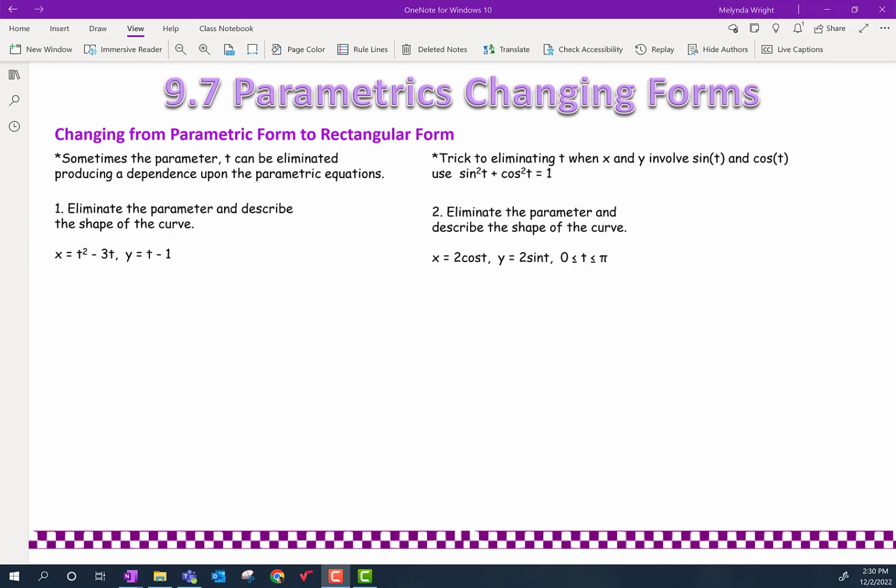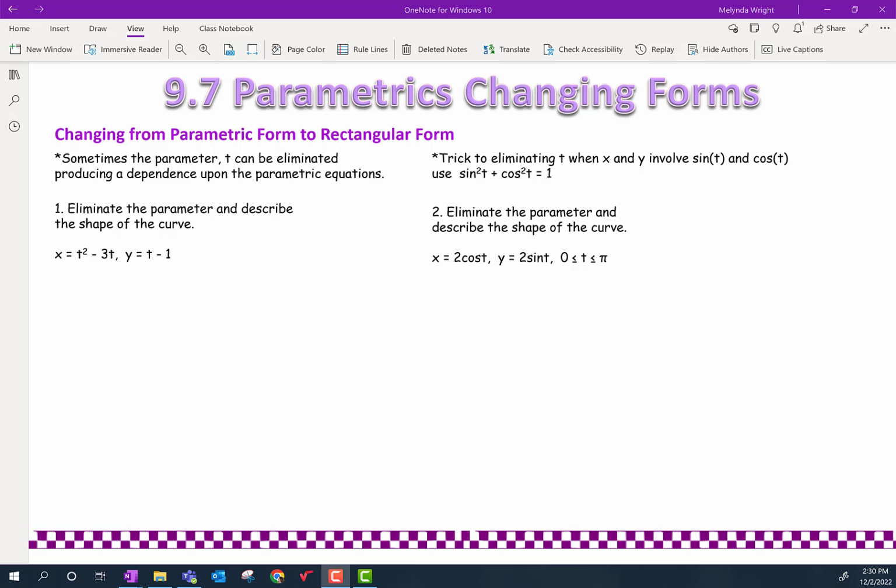Remember how we had some polar equations? We were taking them from polar form to rectangular form and back and forth, that kind of thing. That's what we're going to be working on today, but with parametrics. Okay, so that's the premise of what we're going to be doing. We're going to turn parametrics into rectangular or rectangular to parametrics.